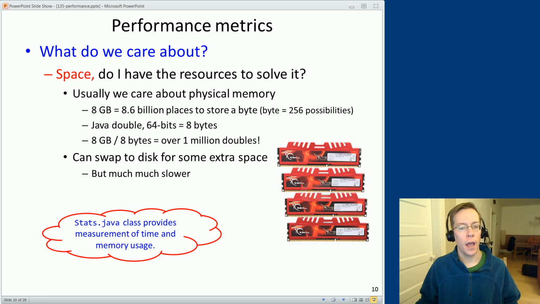You can even go beyond that, but often it's important to understand if you're using that much space. Your computer can start using your hard drive for memory if necessary, but we're talking orders of magnitude slower, and this will really affect the performance of your algorithm if you start running out of space. In some cases, when we're looking at algorithm performance, we care about time, and sometimes we care about space. I've got a little class, Stats.java, that does basic measurement of time, and it also reports some memory statistics from the Java virtual machine.